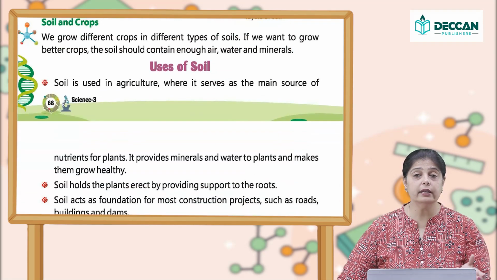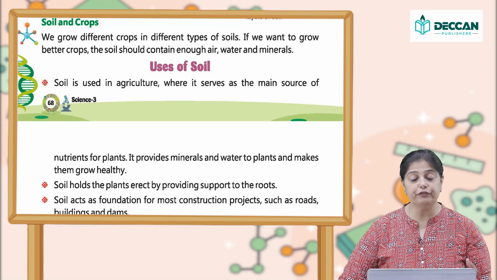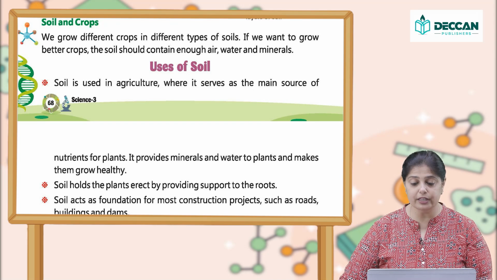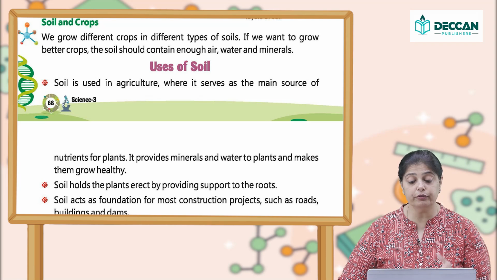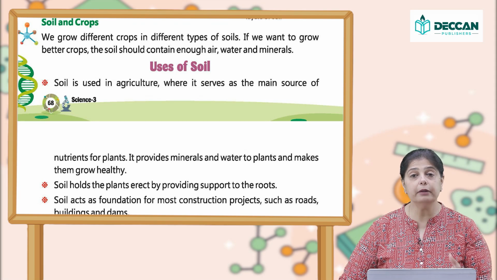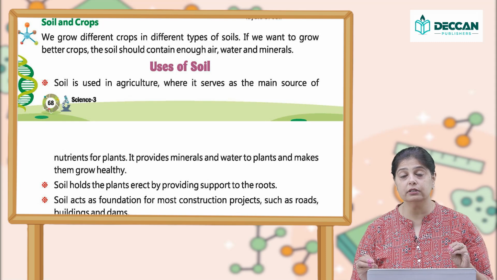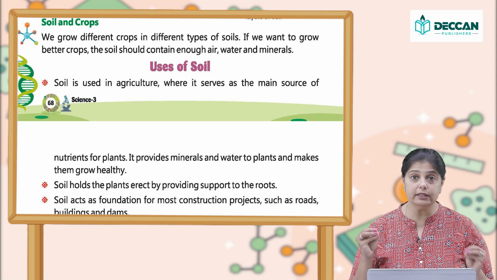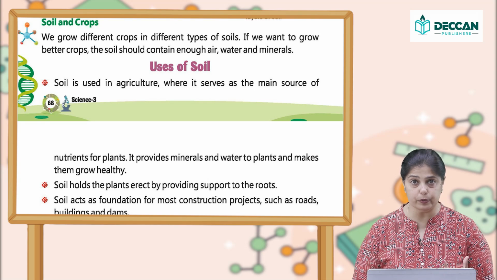Now, how are soil and crops connected? We grow different crops in different types of soils. So if we want to grow better crops, the soil should contain enough water, air and minerals. That is the reason why it is very important that the soil has all these essential nutrients for any kind of produce.